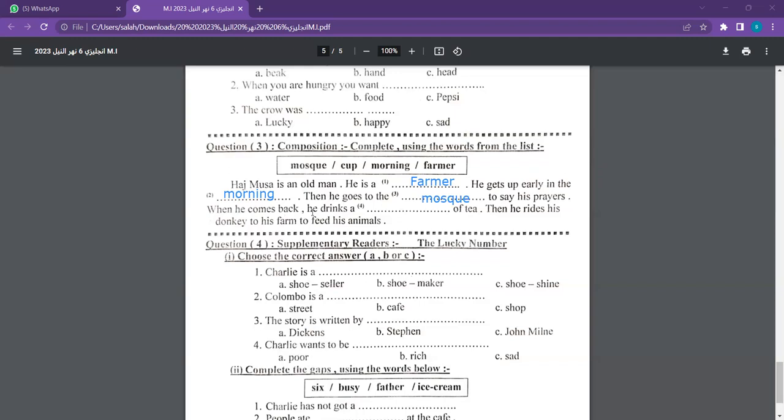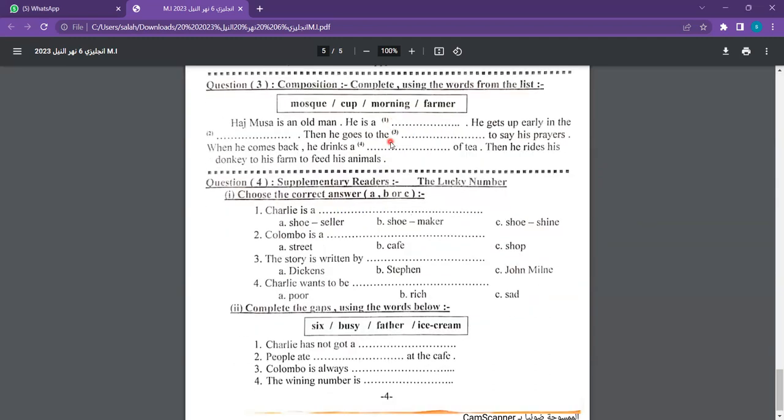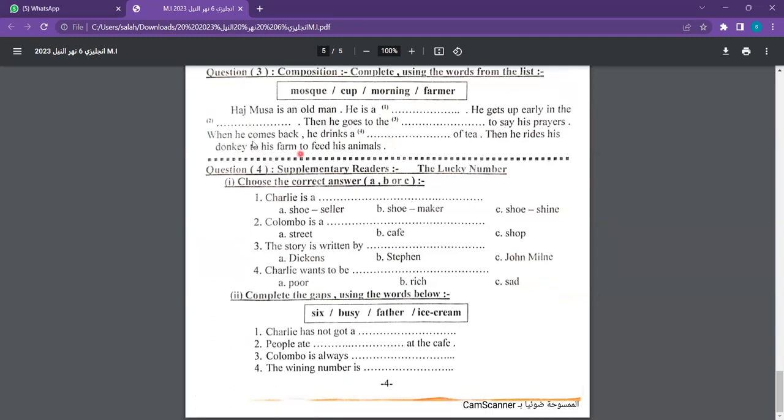When he comes back, he drinks a dash of tea. What shall I put here? A dash of tea. Cup. Very good. A cup of tea. Then he rides his donkey to the farm to feed his animals. We finish. Okay. Very good, my dears. Let us continue. Thank you, teacher. Okay, good job, my dear. We almost finished this exam.